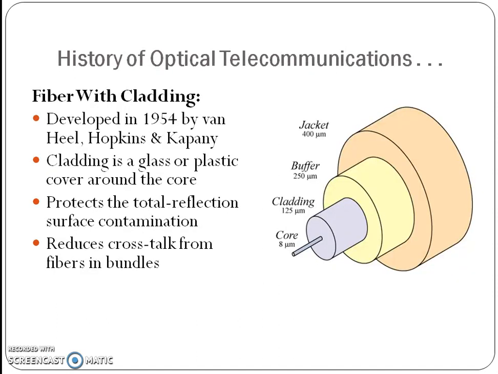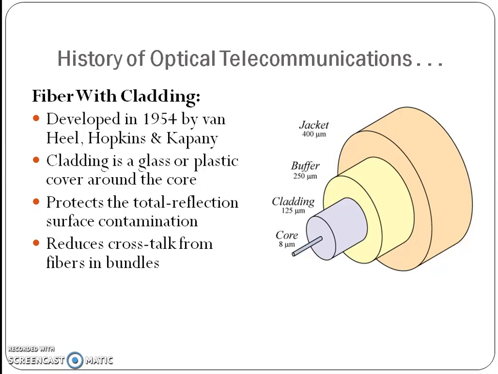Next comes the fiber with cladding structure, which is shown in the picture given. And this is the current form of fiber structure. Here we have core, cladding, buffer, and an outer jacket. This was developed in 1954 by Van Hill, Hopkins, and Kapany.